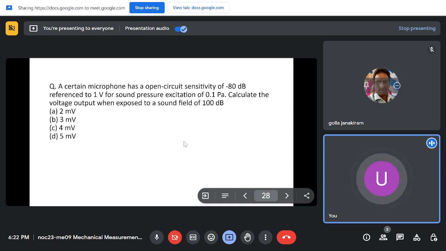Moving on, we have a certain microphone which has an open circuit sensitivity of minus 80 decibel, referenced to 1 volt for a sound pressure excitation of 0.1 pascal. So we have a microphone with a sensitivity of minus 80 decibel, referenced at 1 volt and pressure excitation of 0.1 pascal. Calculate the voltage output when exposed to a sound field of 100 decibel.